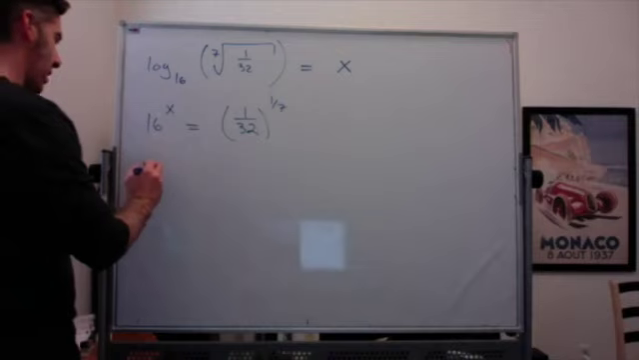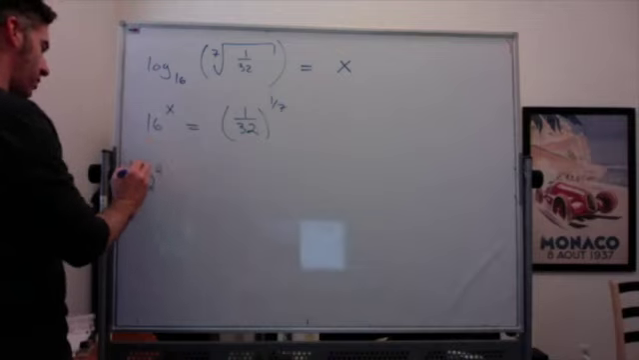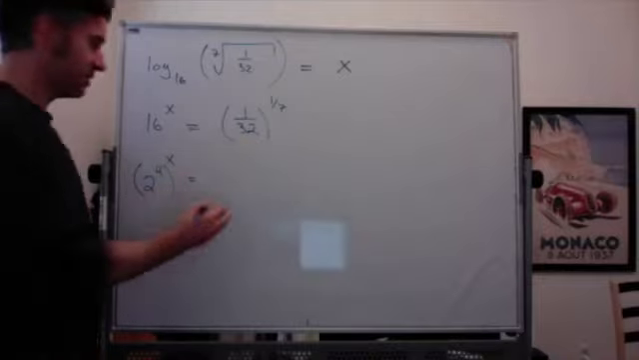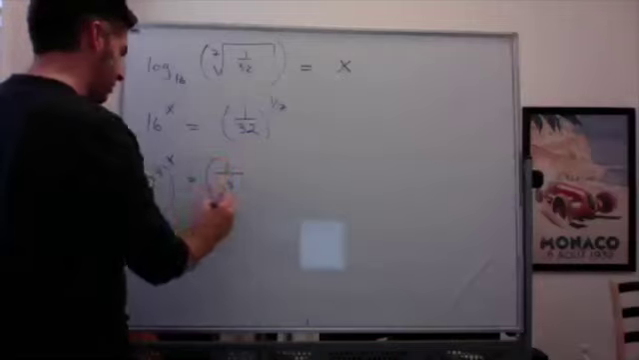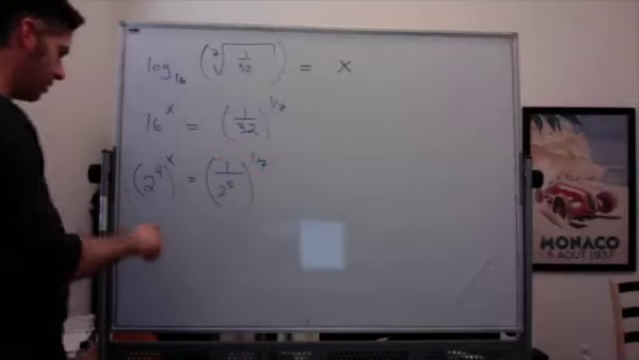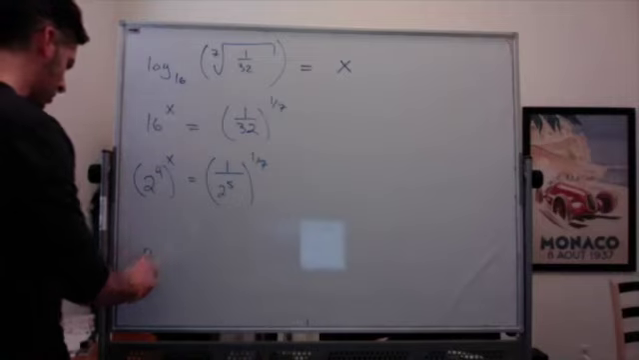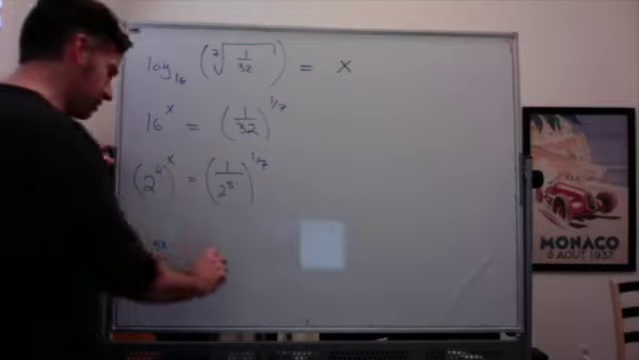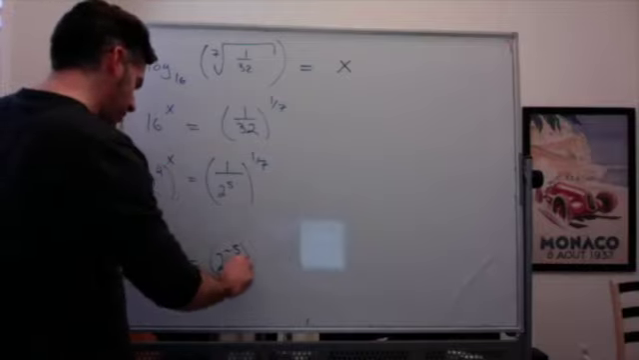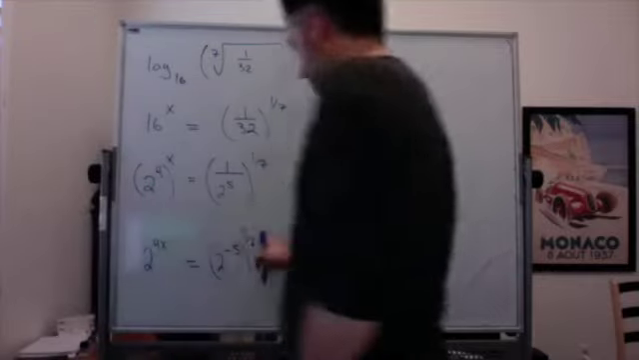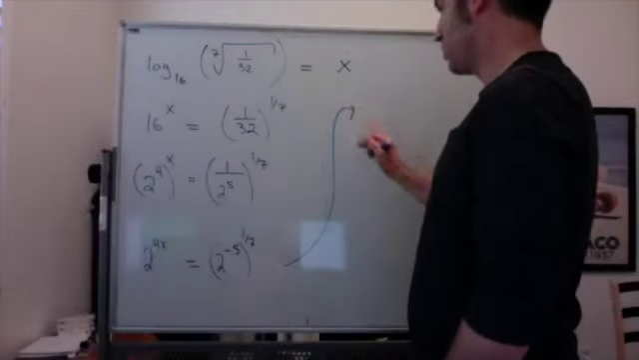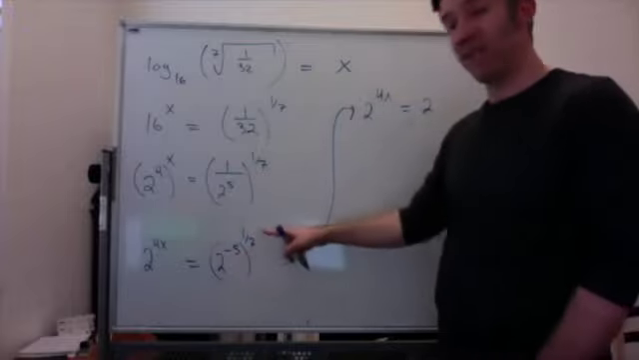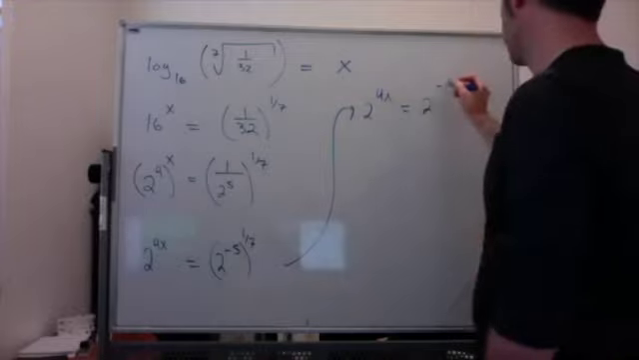Here I can say that 16 is 2 to the 4th, and still we see x. 32 is 2 to the 5th, so this is 1 over 2 to the 5th, to the 1/7. Here I'm going to multiply the powers and get 2 to the 4x. Before I do anything, I'm going to rewrite 1 over 2 to the 5th as 2 to the negative 5th, to the 1/7. Now I can multiply those powers and say that 2 to the 4x on the left equals 2 to the negative 5 times 1/7, which is negative 5/7.